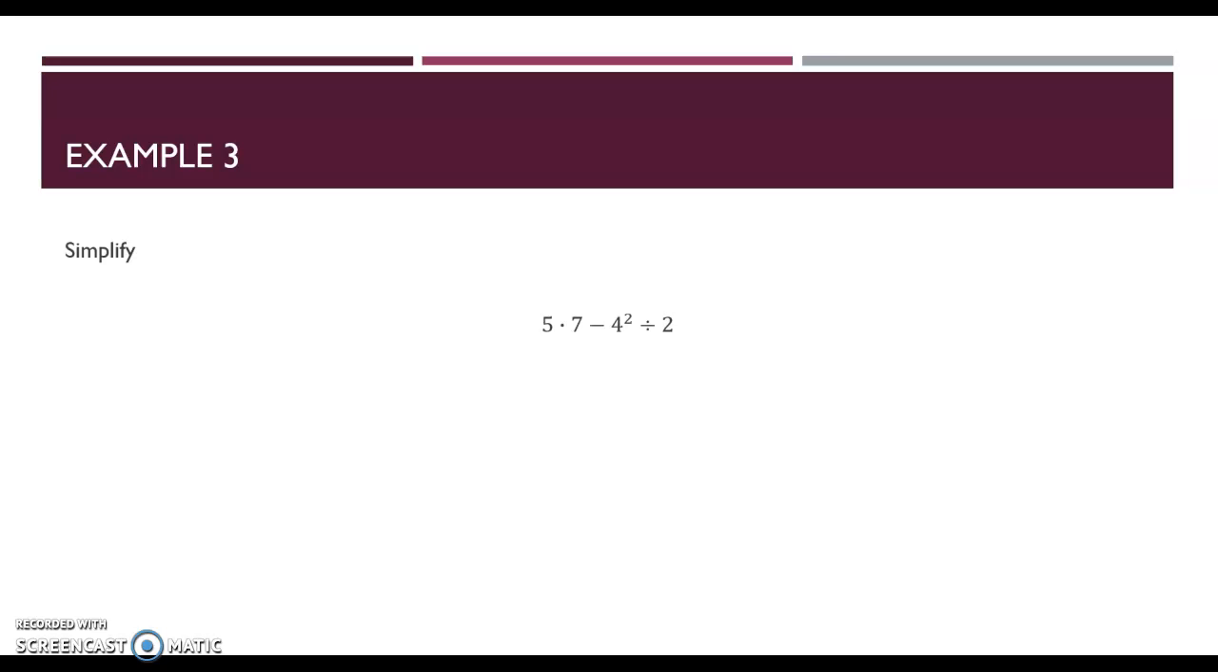All right, our last example is the following. We have 5 times 7 minus 4 squared divided by 2. Notice there are no grouping symbols on this one. So when it comes to PEMDAS, I don't need to worry, and I'll just skip over the P, the parentheses, because there's no grouping. So then I'm going to look for exponents, and that's going to be my first step. And so our exponent is here. It's the 4 squared, and so we're going to do 5 times 7 minus, and then 4 squared is 16. So 5 times 7 minus 16 divided by 2.